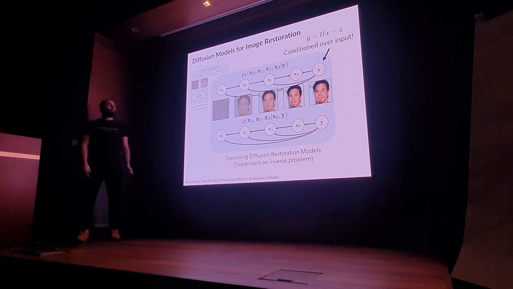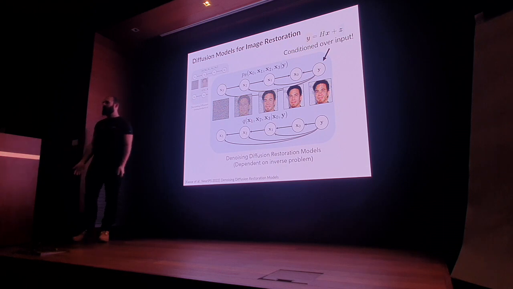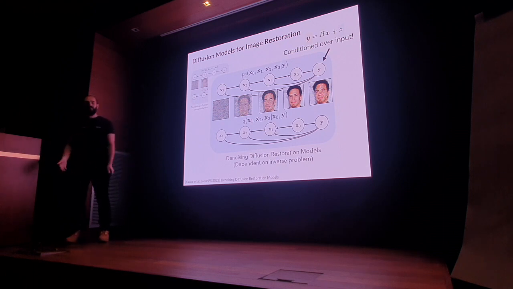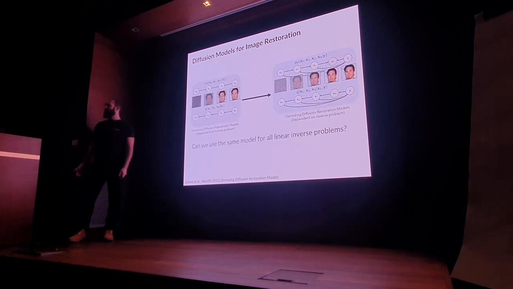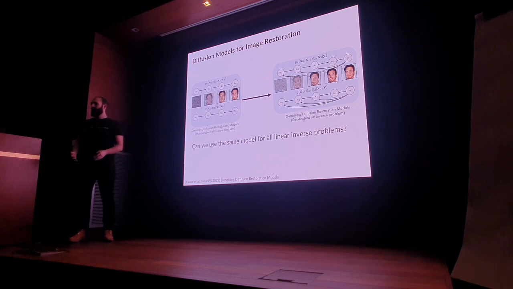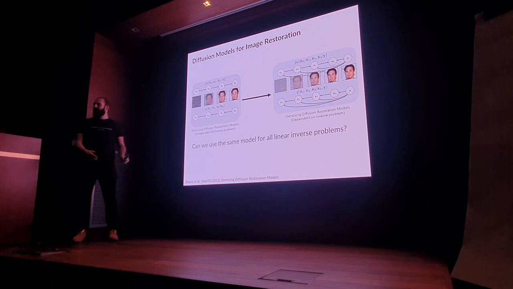But the problem is that these are conditioned on the input, which inherently depends on the inverse problem being solved, whether it's super resolution or deblurring. Our definition depends on that. But what we are actually interested in is using the same diffusion model in order to solve all problems, any linear inverse problem. So that's basically what we ended up doing. We want to take a generative diffusion model and utilize it to solve any inverse problem, no matter what the definition of y or H is.